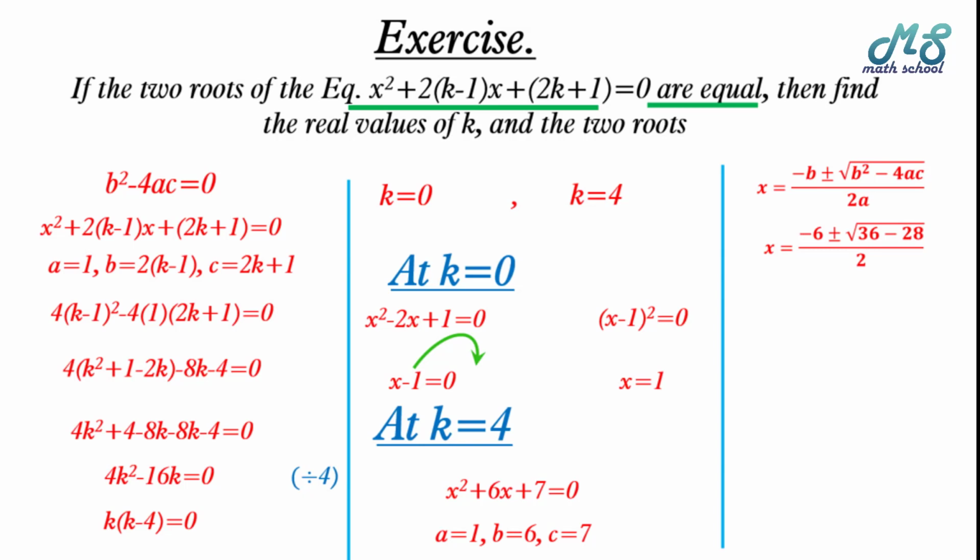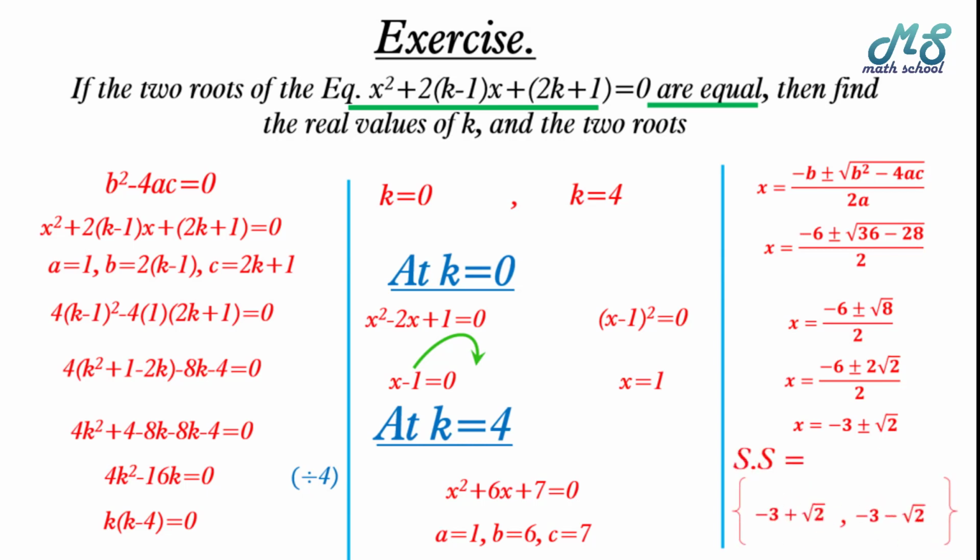x equals negative 6 plus or minus root of 36 minus 28. It will be 8. So we have root 8. Root 8 we can write it as what guys? Yes, 2 root 2. We can say that x equals negative 6 plus or minus 2 root 2 over 2. Now divide by 2. We get x equals negative 3 plus or minus root 2. Now the two roots are negative 3 plus root 2 and negative 3 minus root 2.